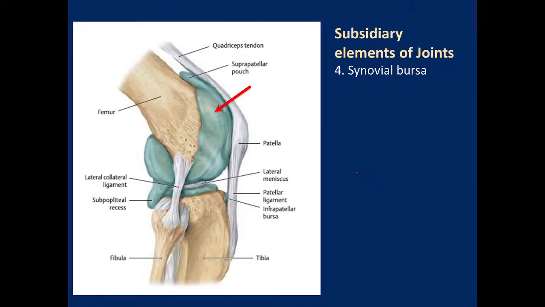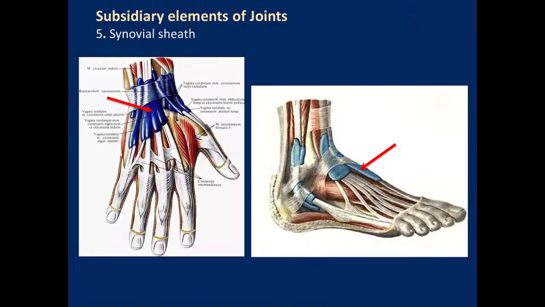Next subsidiary element we also find in knee joints is synovial bursa. Synovial bursae are located between the tendons of the muscles and the capsula of joints. Usually synovial bursae reduce friction between the tendon and the surface of joints.